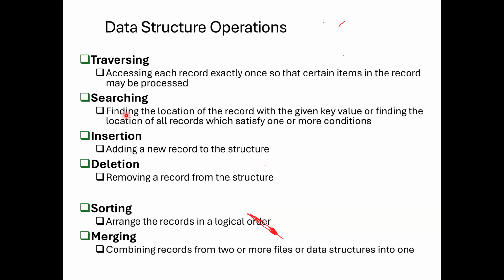Then another operation that we'll be talking about a lot is searching for data. A lot of what your computer does when it is processing data is looking for the data, searching for that data. There are a lot of different search algorithms out there that we'll be talking about. So it's finding the location of the record with a given value or finding the location of all records which satisfy one or more conditions. We need to learn how to search for data, look at the different search algorithms and evaluate their efficiency as well.